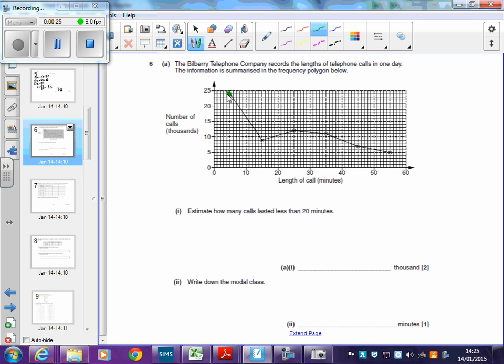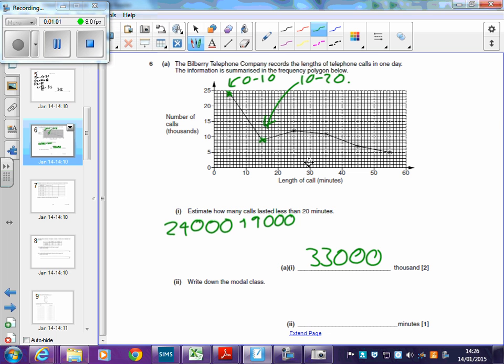So, less than 20 minutes, you want to take into account that green dot and that green dot there, because that one is telling you how many were between 0 and 10, and that one is telling you how many were between 10 and 20. So, between 0 and 10, there were 24,000 phone calls. Between 10 and 20, I'm going to say that's 9, so 9,000 phone calls. Add 9,000 and that gives you 33,000 phone calls. You should really just write 33 because the thousand is written there, so 33,000.